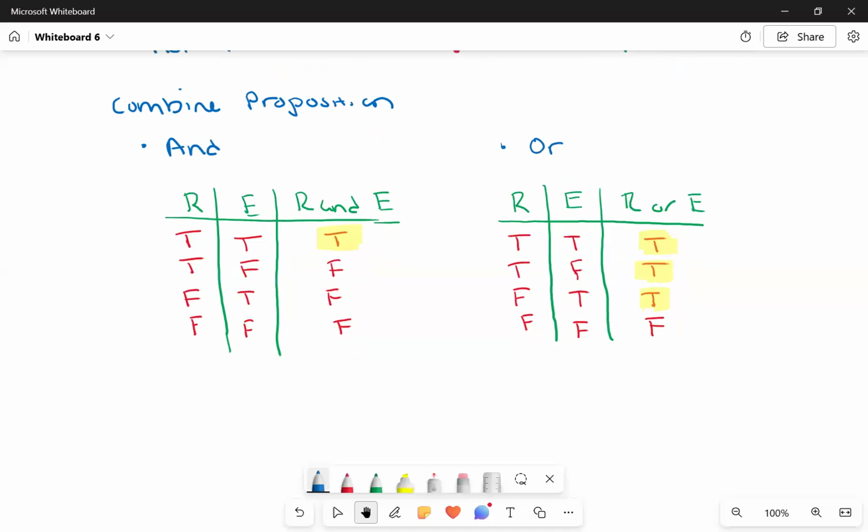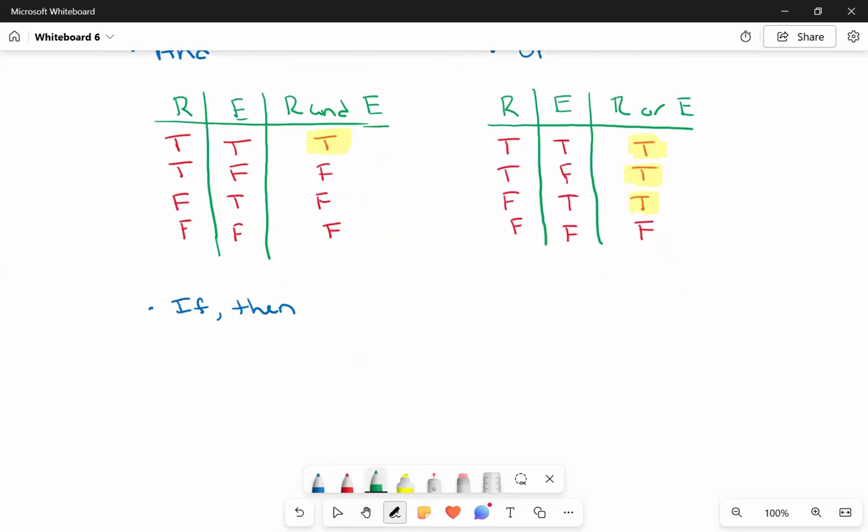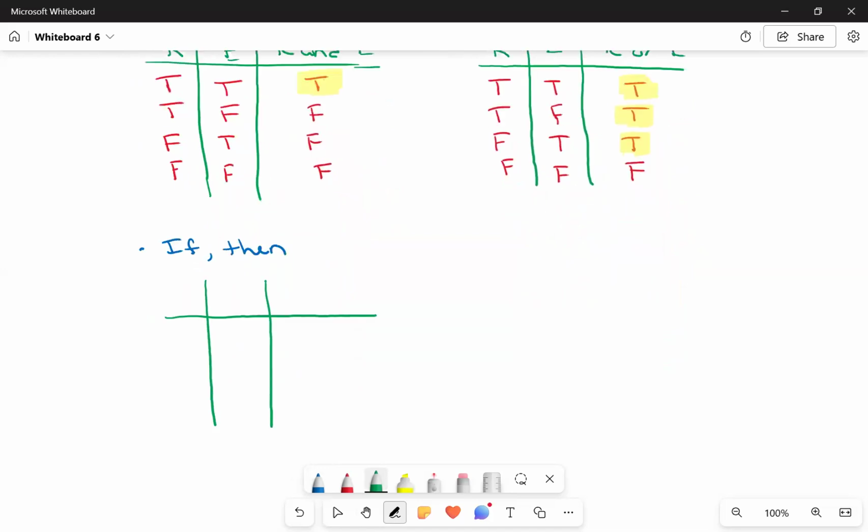Now, the last combination of propositions we'll see is what's called the if-then format. This one does get a little bit more exploration in the lecture notes, so be aware of that. If this doesn't feel super clear, you'll get a second chance to hear it. If then.